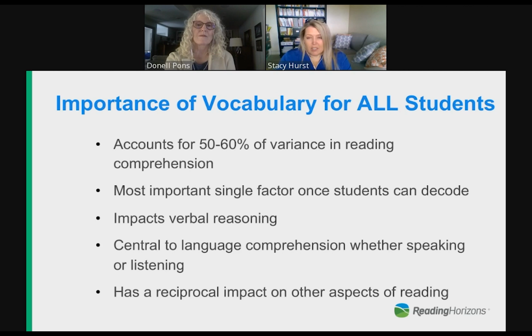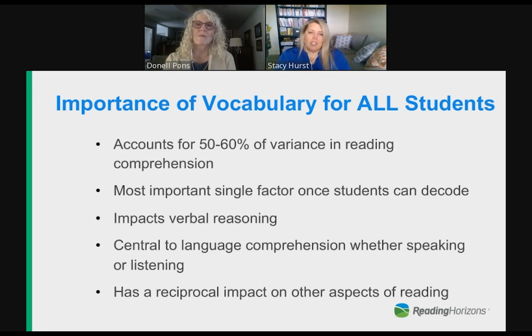It impacts verbal reasoning. In fact, if you've taken an IQ test, you've had a verbal reasoning score, and they use vocabulary to determine that because it's such a consistent measure. It's central to language comprehension, whether you're speaking or listening or even reading or writing, right? It has a reciprocal impact on other aspects of learning, which is why we're talking about it today, especially in relation to other content areas besides reading instruction.